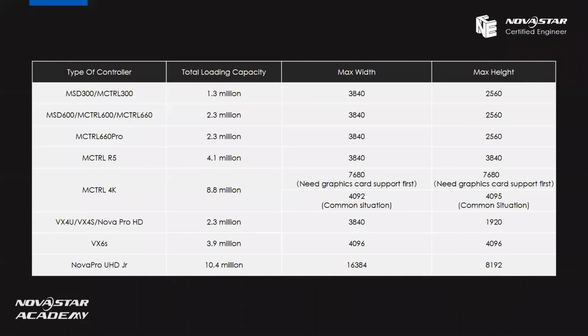But is there any limitation of the resolution? Here, we have a comparison form for you to understand the limitation of the resolution. From this chart, we can see these two rows, which I think are very easy for you to understand. This row is the controller model, and this row is the total loading capacity. I guess maybe you see some old friends. And now let's look at the max width and max height.